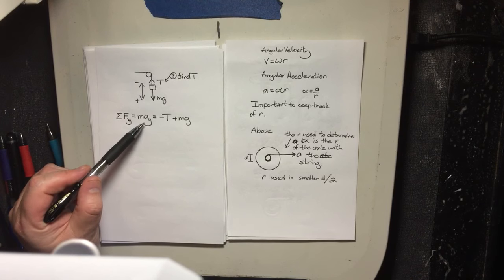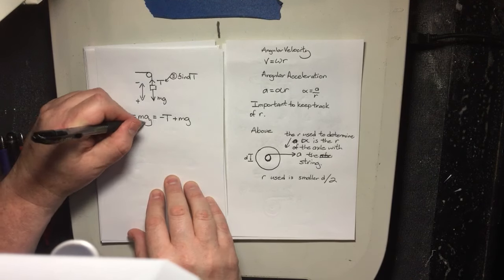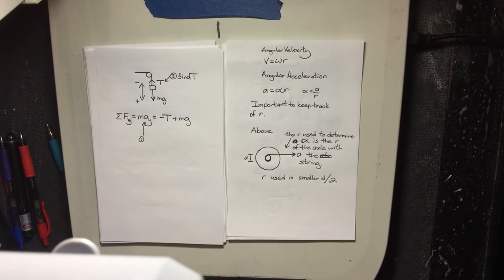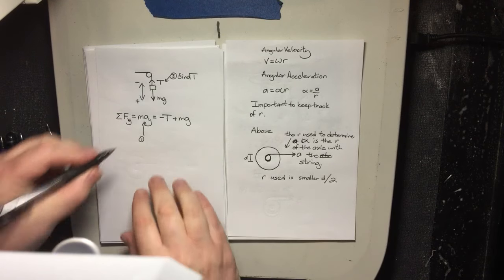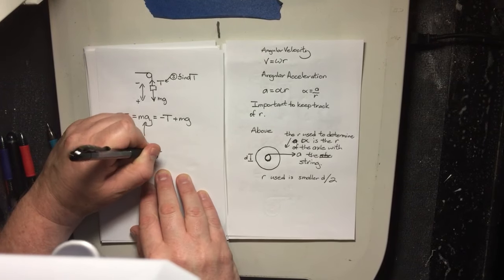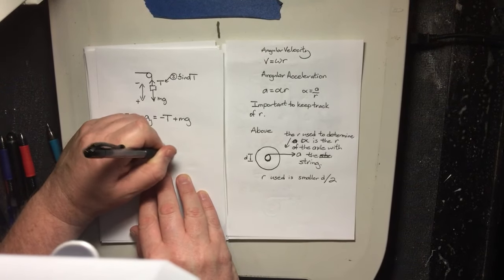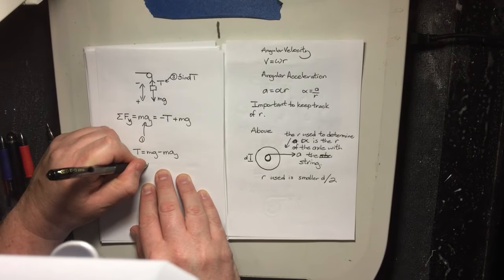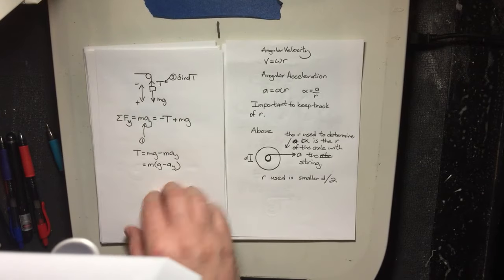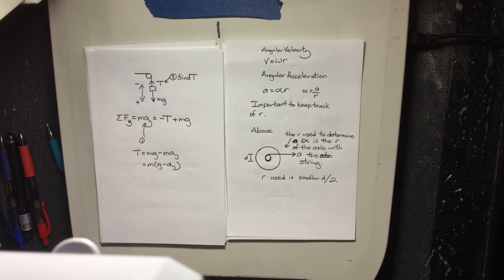I know what A is. We can get A from part 1. We're given mass. We know we're on the planet Earth. So because of that, we can get a tension. Tension, mg minus may, or mg minus ay. And that's the tension in the string.